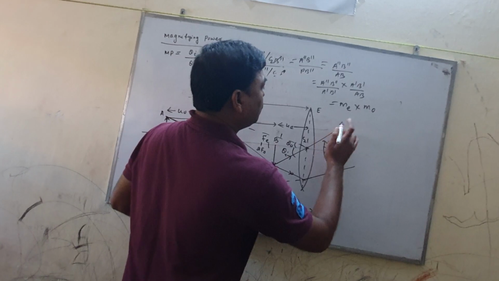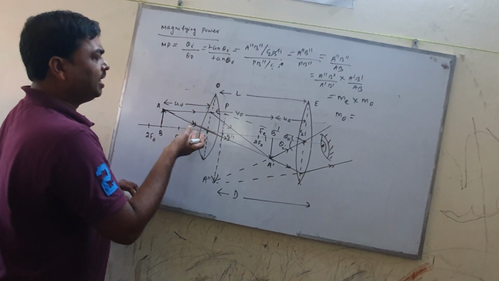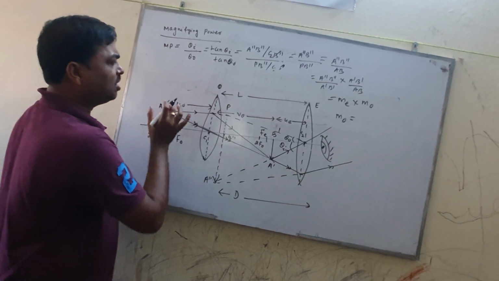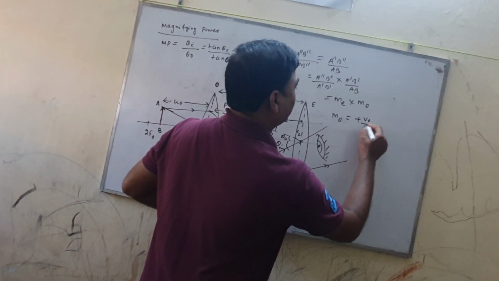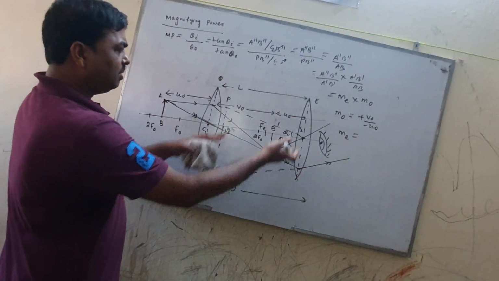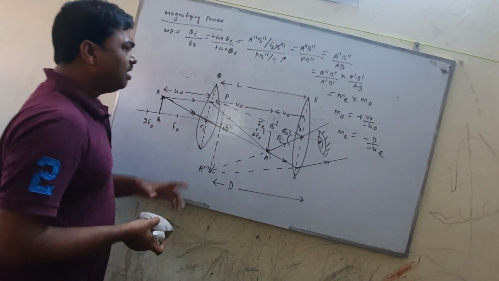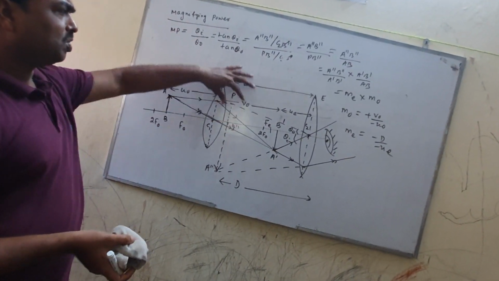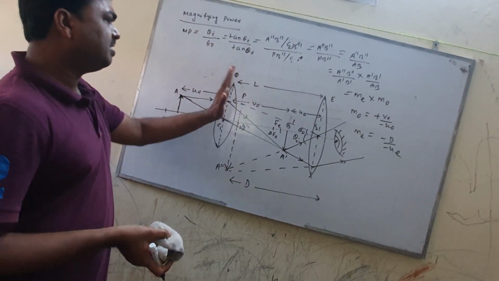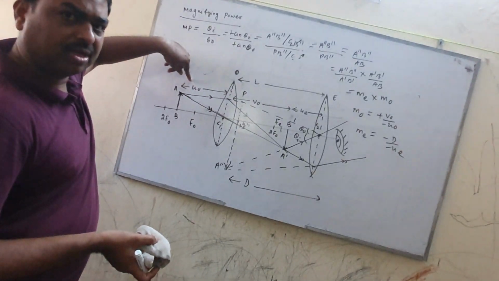So you know what MO is? The linear magnification of the objective lens, and by convention this is plus VO by minus UO. What is ME? Minus D by minus UV. Why these sign conventions? MO is plus VO by minus UO because VO is along the incident ray, so it is plus VO, and UO is opposite to the incident ray, so it is minus UO.